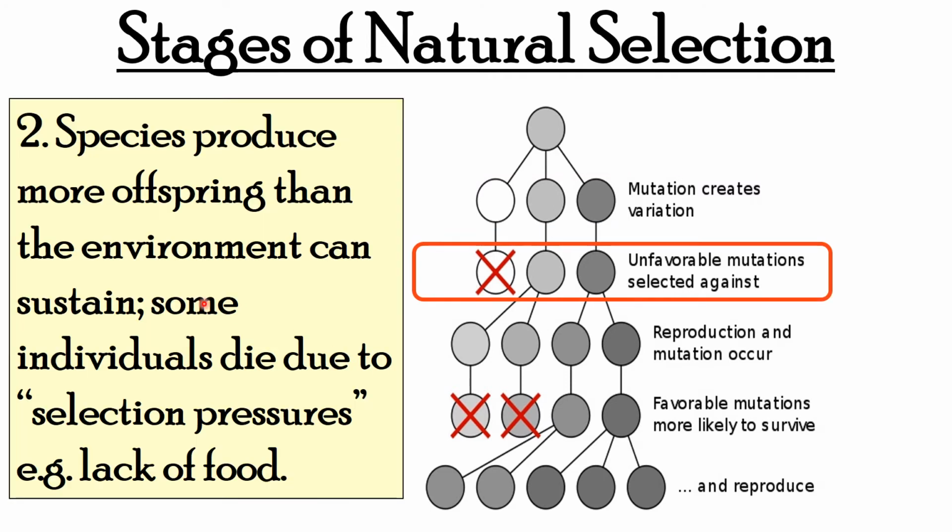Then you have species producing lots of offspring. We're going to look at an example of rabbits, but say rabbits produce 10 offspring, and there's only enough resources in the environment to sustain maybe 6 of them. Then 4 of them are going to die due to what's called selection pressures. So there's a lack of food, for example, and they're not going to survive, whereas the ones who have advantageous mutations will survive.